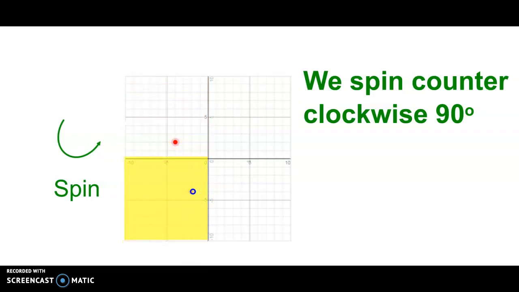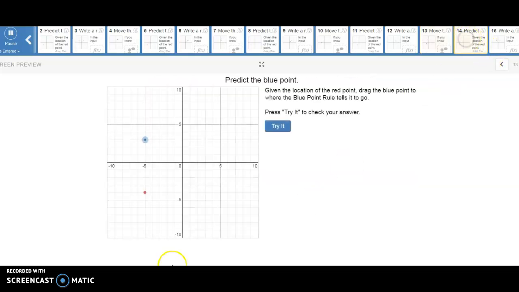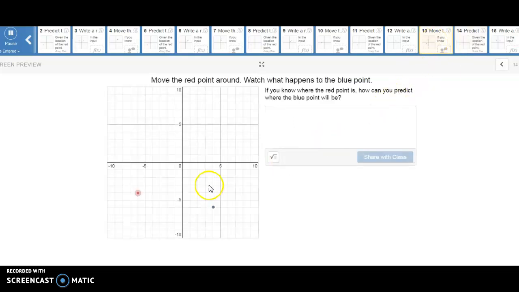So let's go back and play around with this in this Desmos. And you'll notice that, look, if I'm here, then this is in the first quadrant. And if I'm here, it's over here. And what it's doing, though, is it's rotating 90 degrees counterclockwise. So when I go into this next slide, can you predict? What they're saying is, I'm giving you the red point. You can't change that. Where was this blue point?